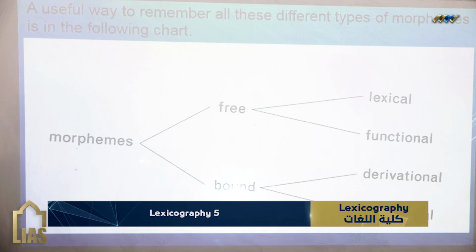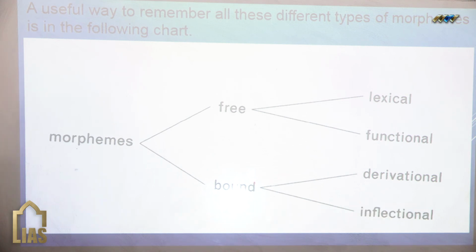Bound morpheme does not stand on its own. It needs a free morpheme. If you say S, what is an S? It's an English letter. But if you say boys, here S has a function. It's plural S. It indicates the plural. So S here is not derivational, it is functional.